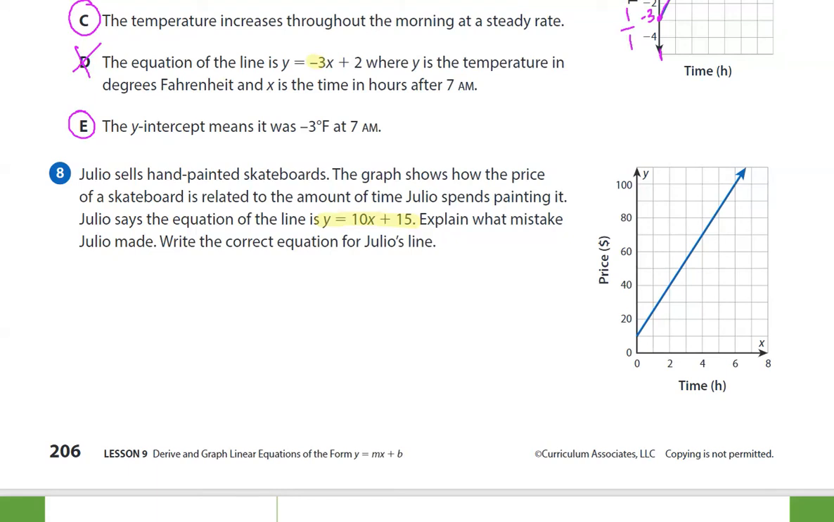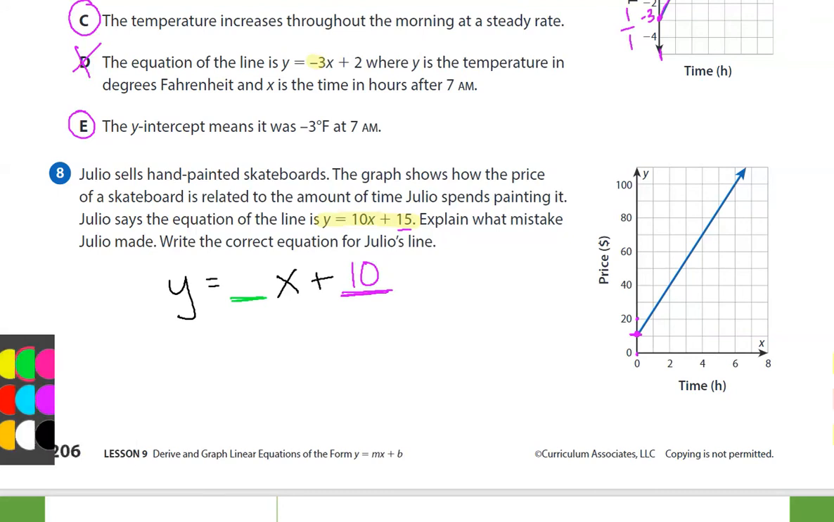So we're going to stick with y equals slope times x plus y-intercept. Okay, so as a y-intercept, we've got 0 and 20, and it hits the y right in the middle of that. What's in the middle of 0 and 20? Is it 10? Is it 15 like Julio said? Because it's not. 10 is in the middle of 0 and 20.